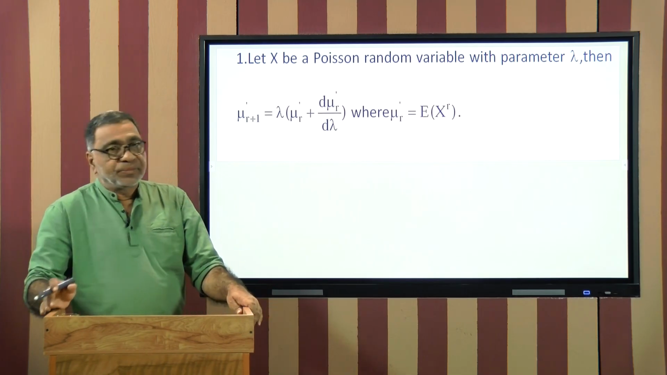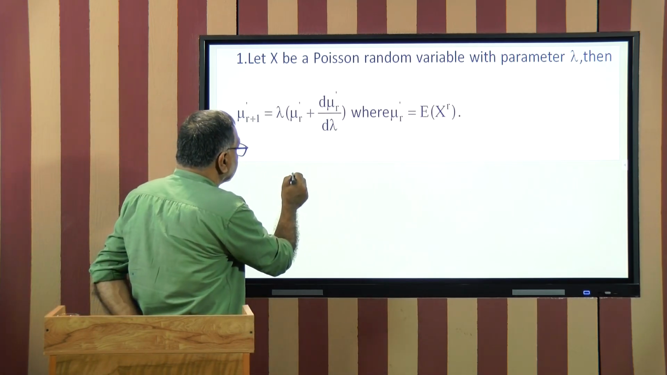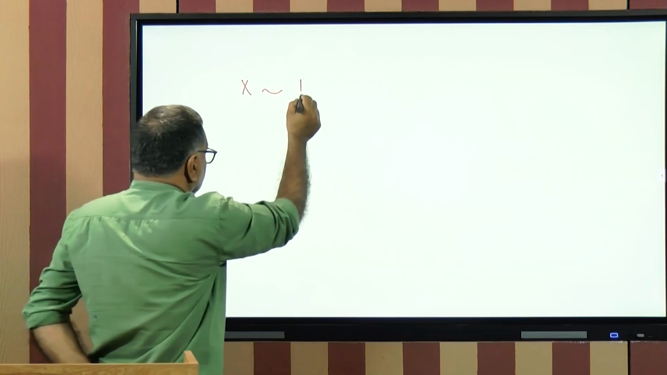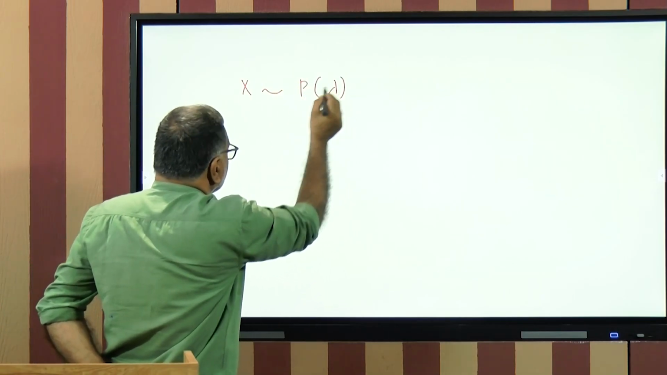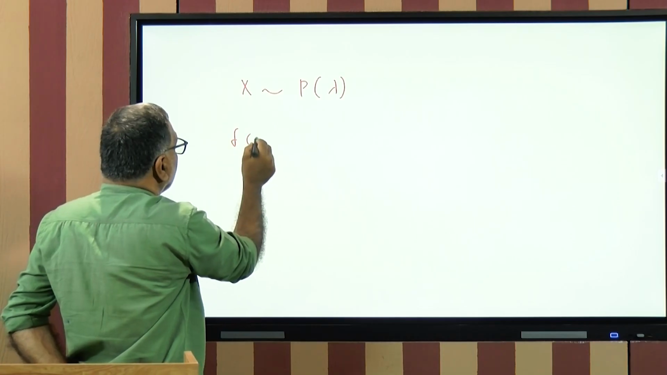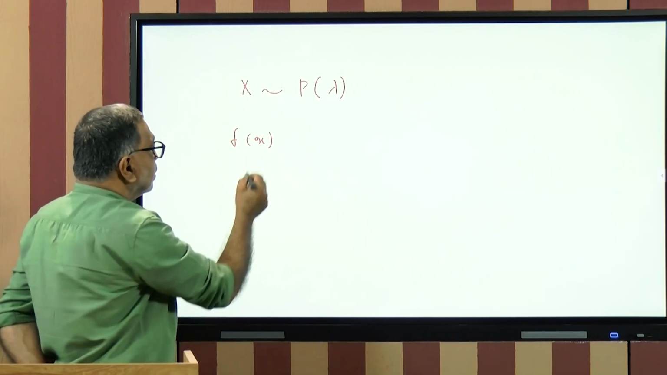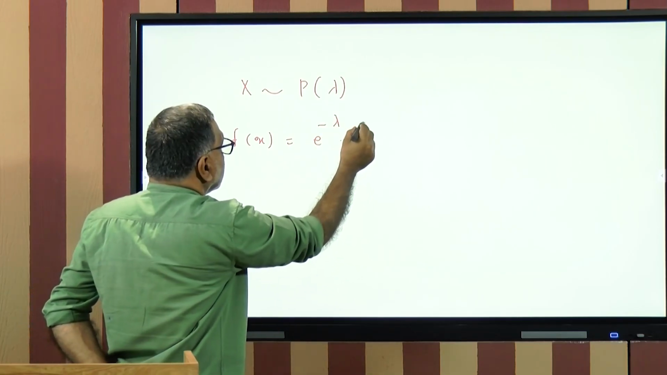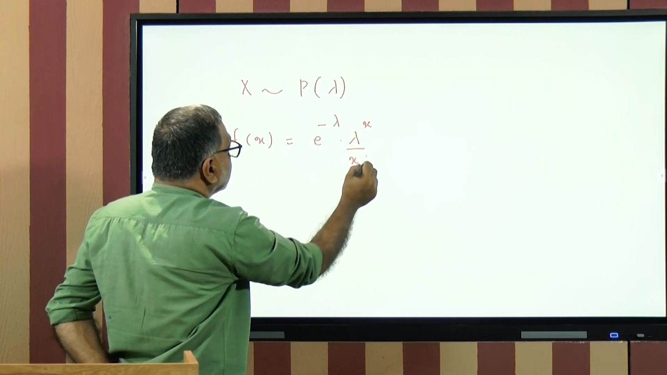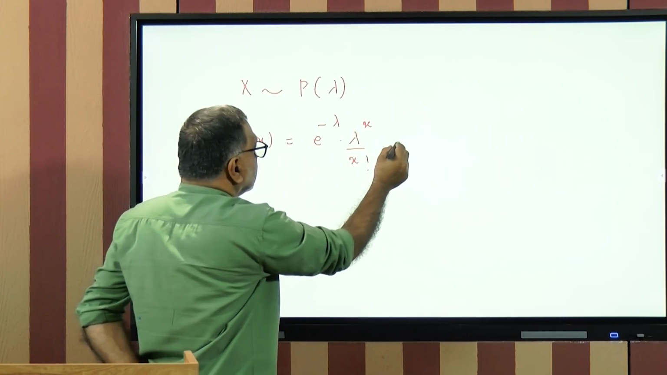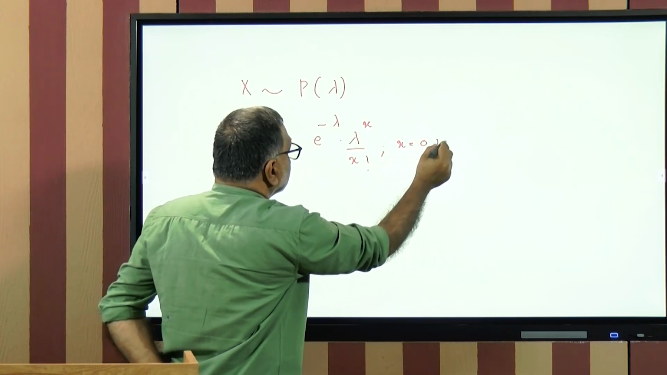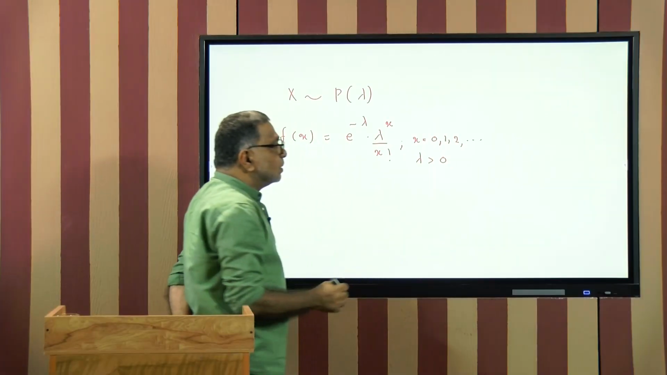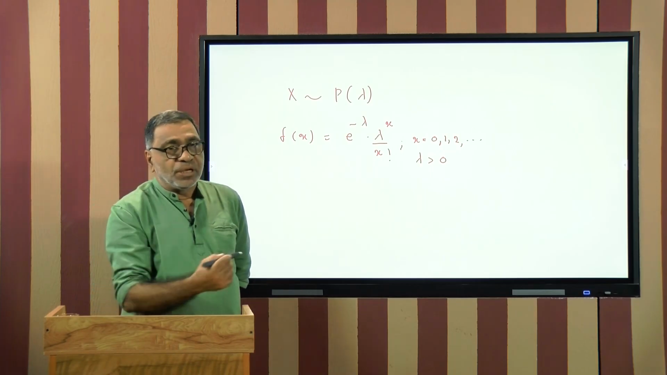How to prove this? See, here you are given x is a Poisson random variable. So, our f of x, that is the probability mass function, is given as e power minus lambda, lambda power x divided by x factorial, where x is equal to 0, 1, 2, etc., and lambda greater than 0. So, this is the Poisson probability mass function.